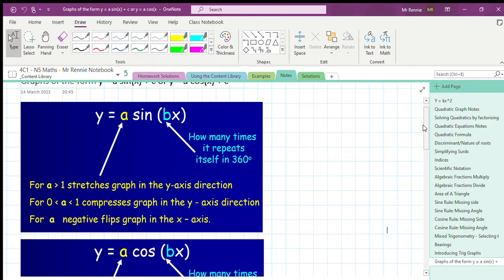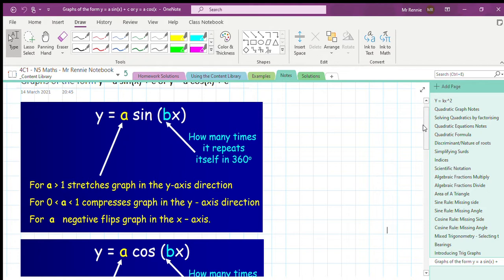For example, if we have the normal graph y equals sin x, and we put a 2 in front of it, so y equals 2 sin x, it means the graph won't go up to 1 and negative 1, it'll be stretched up to 2 and negative 2. So the value in front, a, tells you the height of the graph and the trough of the graph as well, the lowest part of the graph.